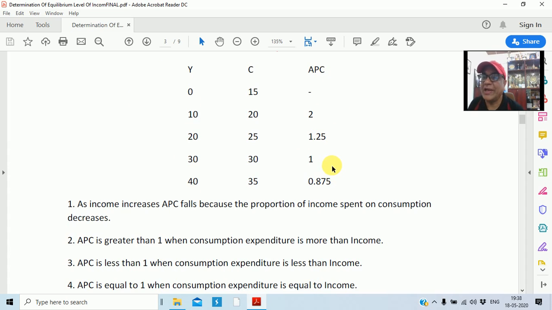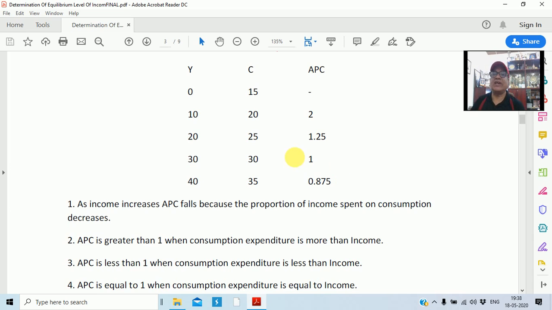From here you will get true and false in the exam. So you should be very careful. As the income increases, the APC falls. The reason is simple. With the increase in income, the people start saving also. That's why the average propensity to consume keeps on decreasing.